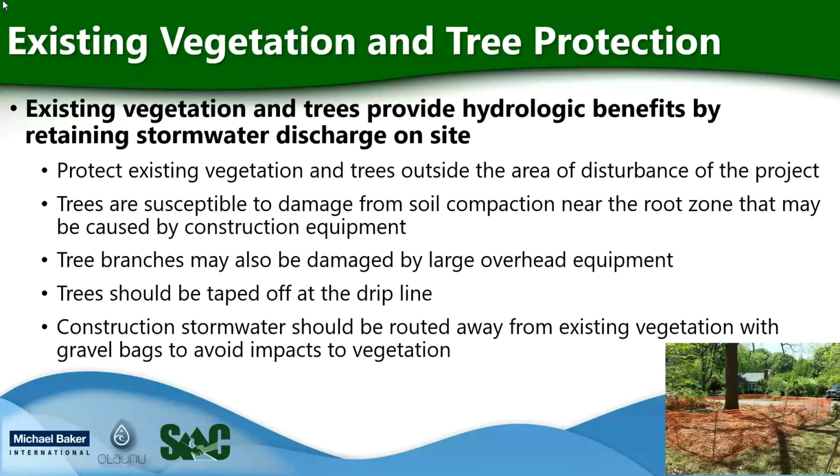Trees are specifically susceptible to damage from soil compaction near the root zone that may be caused by construction equipment. Trees should be taped off at the drip line to warn on-site workers to avoid construction equipment or storing equipment or materials too near to the trees. Tree branches may also be damaged by large overhead equipment such as excavators, and construction stormwater should be routed away from existing vegetation with gravel bags to avoid impacts to vegetation.